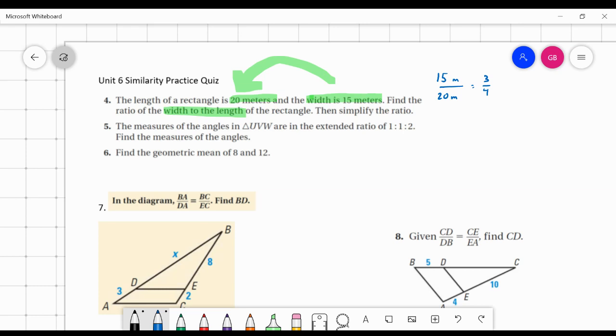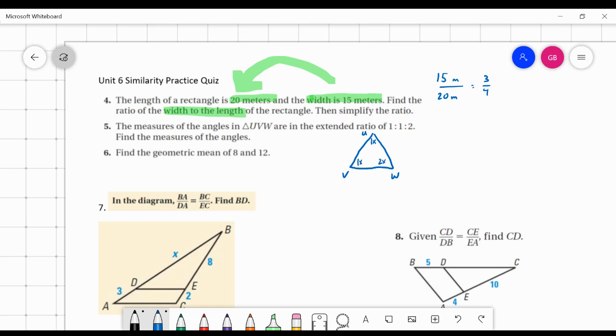Number 5, the measures of angles in triangle UVW are in the extended ratio 1 to 1 to 2. Find the measures of the angles. So here, for example, we have UVW. So the ratio is 1x to 1x to 2x.